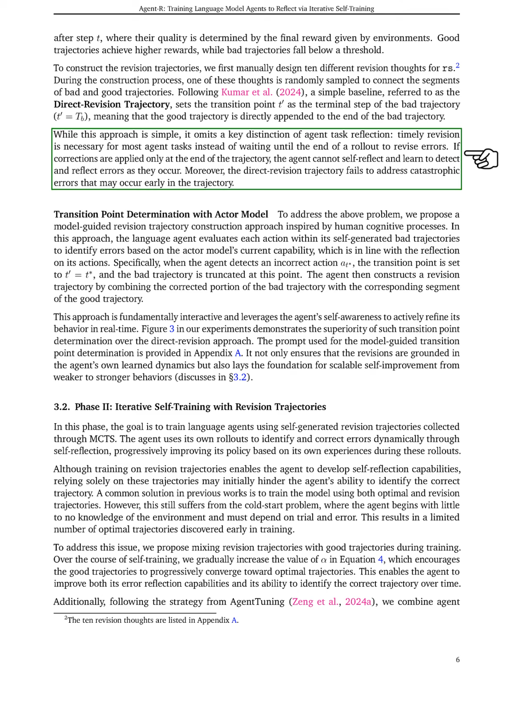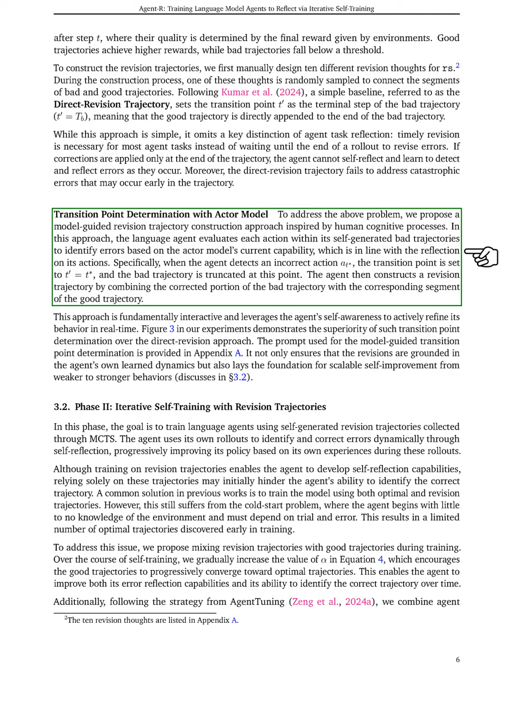Section: Transition Point Determination with Actor Model. In this section, we propose a method for determining transition points using a model-guided approach inspired by human thinking. Our language agent assesses its own actions within poorly performing trajectories to spot mistakes based on its current abilities. When the agent identifies an incorrect action, it marks the transition point and cuts off the bad trajectory there. It then creates a new trajectory by merging the corrected part of the bad trajectory with the corresponding part of a successful trajectory. This method is interactive and relies on the agent's self-awareness to improve its actions in real time.